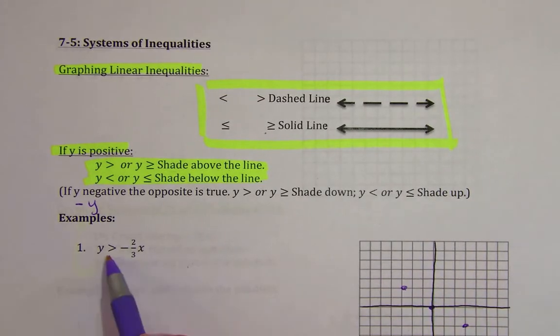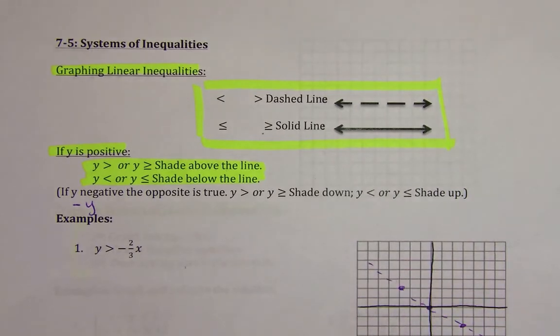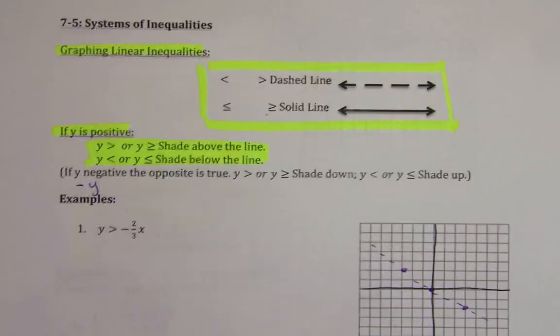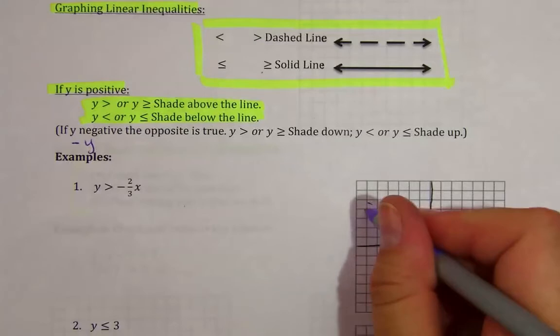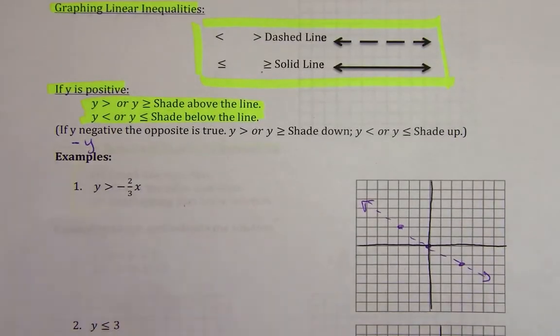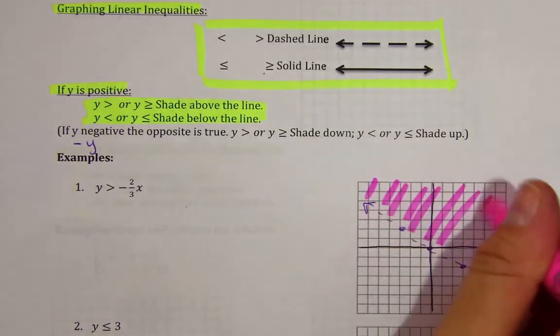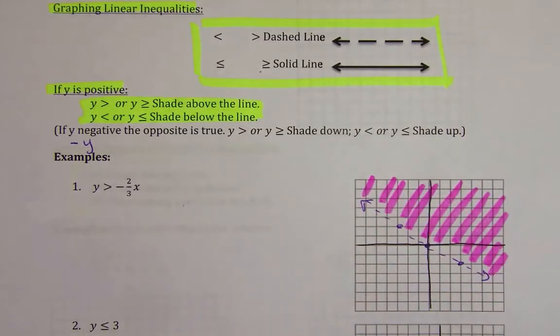And because there's no equal to sign, we're going to be drawing a dashed line. And then we need to determine whether we're shading up or down. Y is positive, so being greater than, we would shade above the line. I recommend using a highlighter because you can still see through it and it's very clear. You don't have to use a highlighter.